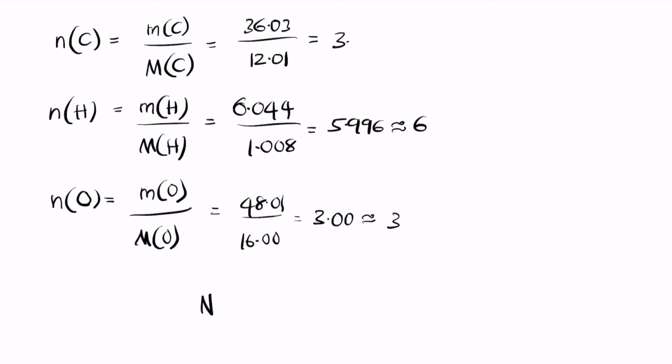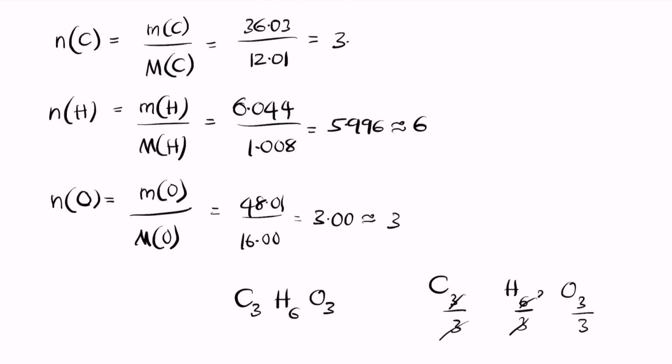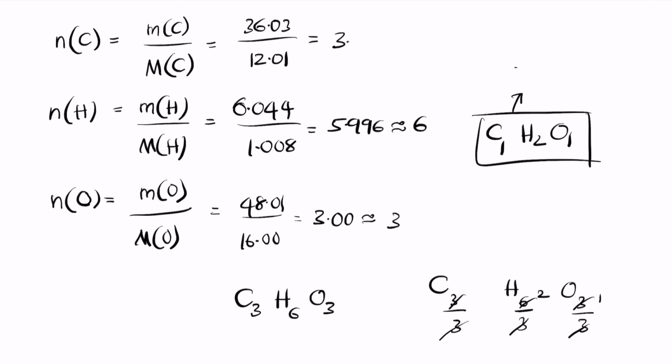Now write it as a subscript. We have carbon 3, hydrogen 6, oxygen 3. So the smallest number here is 3. So you get carbon 3 by 3, hydrogen 6 by 3, oxygen 3 by 3. So 3 ones, 3 twos, 3 ones. So you get C1H2O1. So this here is the empirical formula.